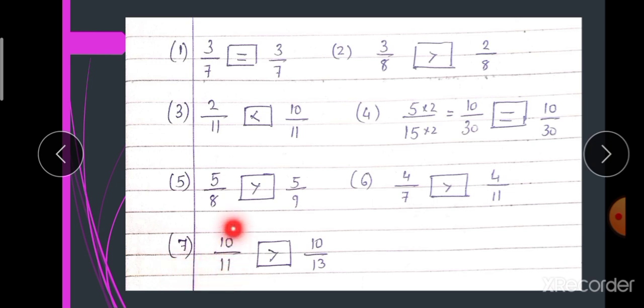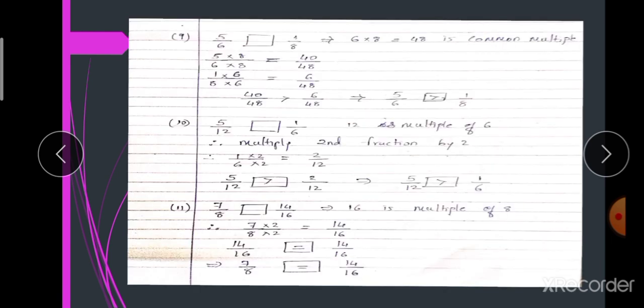Now the next example, 10 upon 11, 10 upon 13, the numerators are the same, 10 and 10, in the denominator 11 and 13. So 11 is smaller than 13, therefore 10 upon 11 is greater than 10 upon 13. Next we'll see sum number 9, 5 upon 6 and 1 upon 8.